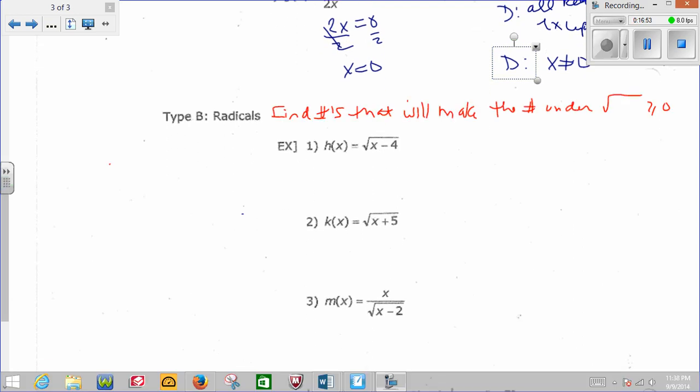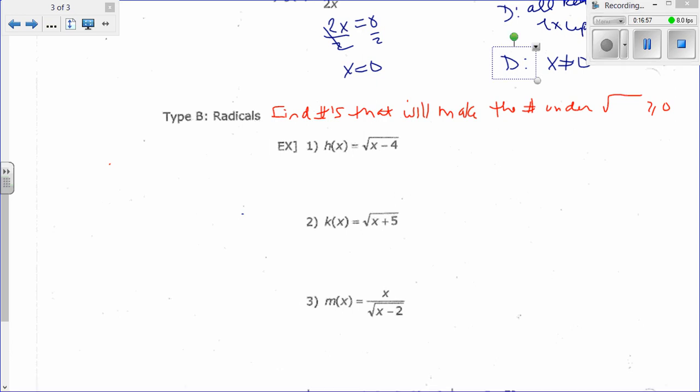For radicals, find the numbers that will make the number under the radical greater than or equal to 0. What's under the radical here is x minus 4. I'm going to simply take x minus 4 and make it greater than or equal to 0. So when I solve, I add 4 to both sides, so x is greater than or equal to 4. And that is actually the domain. Whatever I get when I solve is my domain.